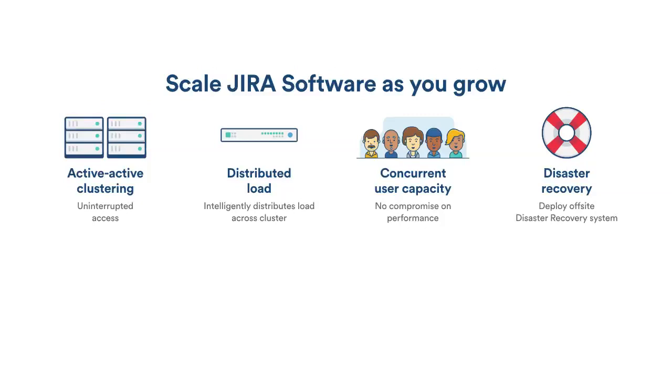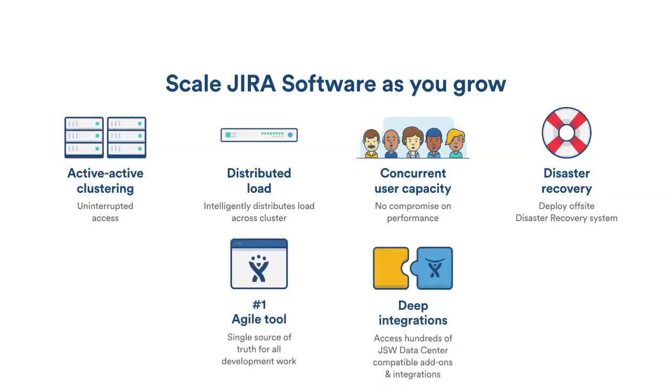In other words, in addition to active-active clustering, distributed load balancing, concurrent user capacity, and disaster recovery, Jira Data Center also offers customers access to the number one agile tool. With Jira software, your teams can build custom workflows, rules and triggers, and integrate with the tools they already use. You get a single source of truth for all work being done, while your teams get the flexibility they need. Plus, they get deep integration and customization for Jira software.